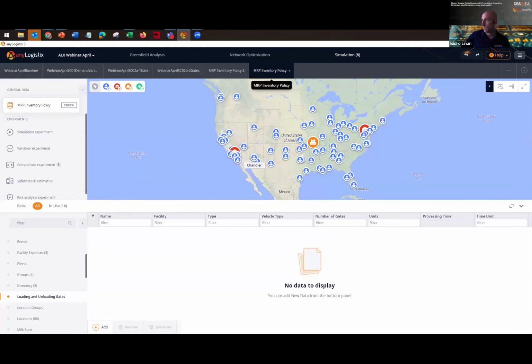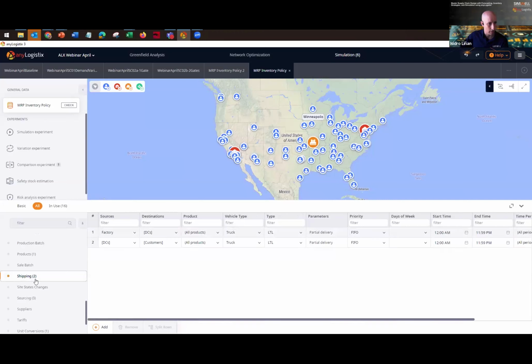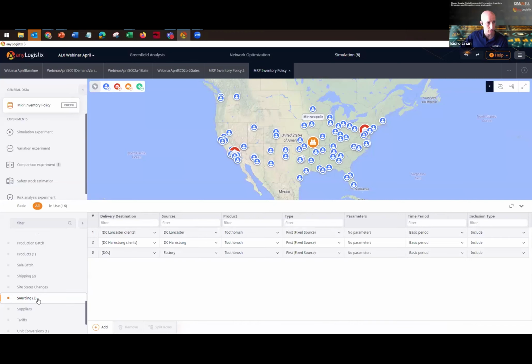Okay, so we're going to show here a simple example in which we're going to compare two models. In this one, we're going to leverage the shipping policies and the inventory policies that we have in anyLogistix. We haven't mentioned it before: one of the great advantages of anyLogistix is that we can simulate our supply chain operations with high customization, using the inventory policies that you see here, the shipping policies, and the sourcing policies. With these three tables, we can really customize and define the policies that we use in reality in our model.